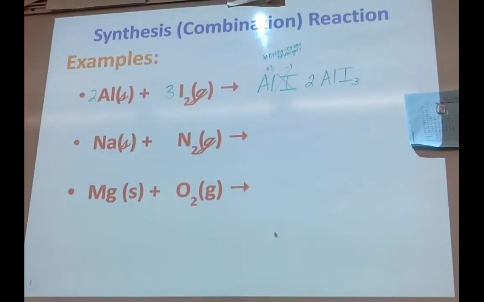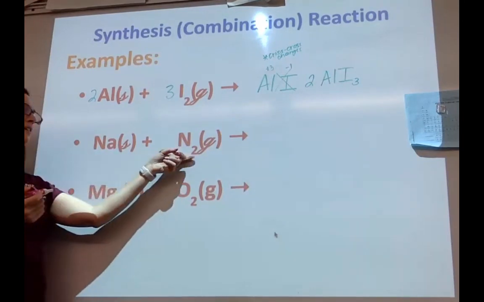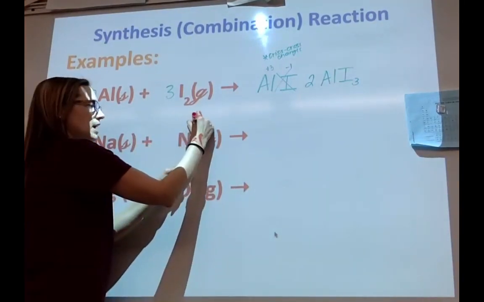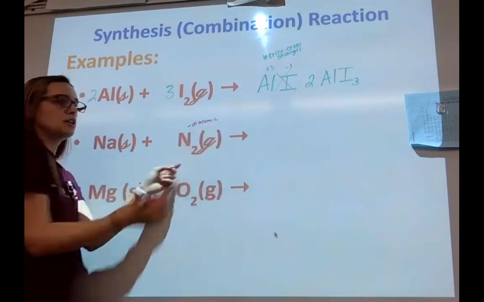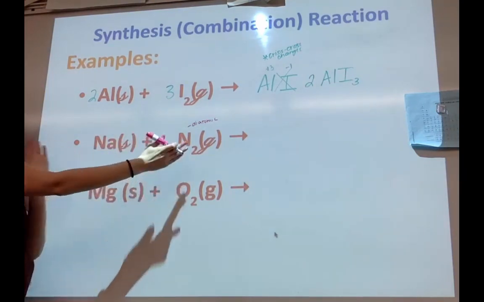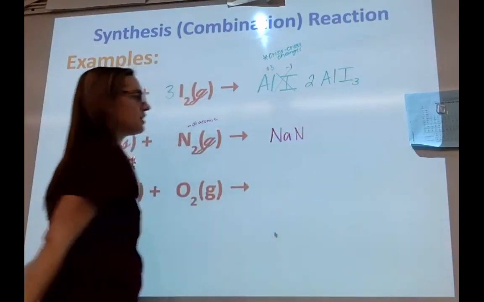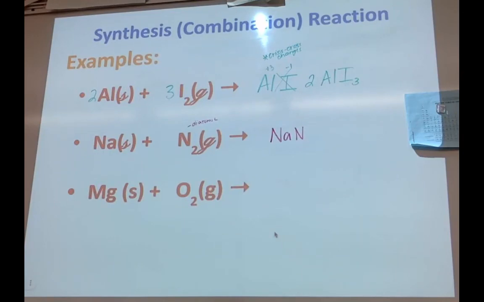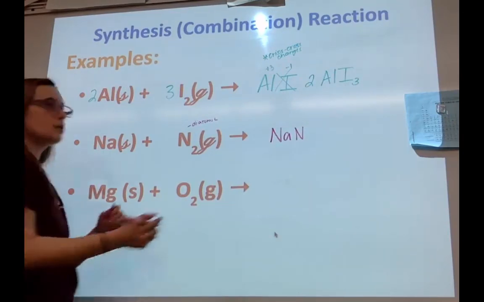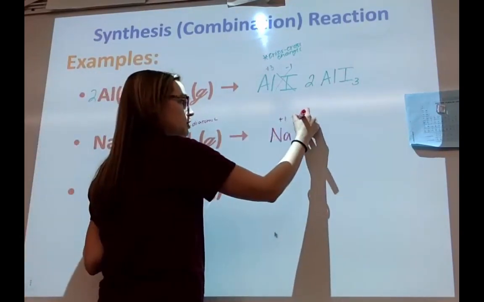Let's look at this last one for today. So sodium and nitrogen. Right, Na, nitrogen is N2 because it's diatomic. When nitrogen is by itself, it's diatomic. You have an element and an element. The only thing they can do is combine. Sodium is going to combine with nitrogen. You look at your periodic table. Sodium is +1. Nitrogen is -3.